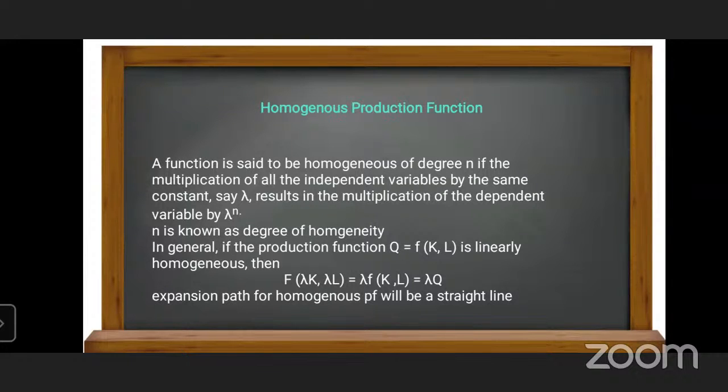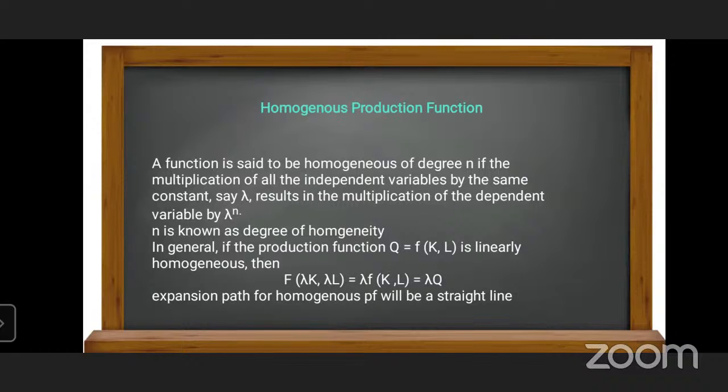And one important bit for SRF students is the CES production function, constant elasticity of substitution production function, which is a homogeneous production function of degree 1, and qualifies for Euler's theorem. I repeat, the question will be which production function qualifies for Euler's theorem? It is constant elasticity of substitution. Why? Because there are 2 needs for Euler's theorem. One is it should be a homogeneous production function. Other is its degree should be 1. So a homogeneous production function of degree 1 qualifies for Euler's theorem.